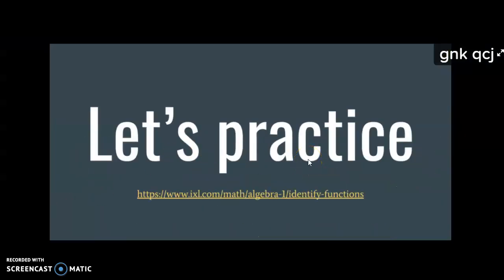And now you have some practice that you can work on. If you click on the link, it will take you to a website where you are practicing whether you're given a function or not a function with the different representations.